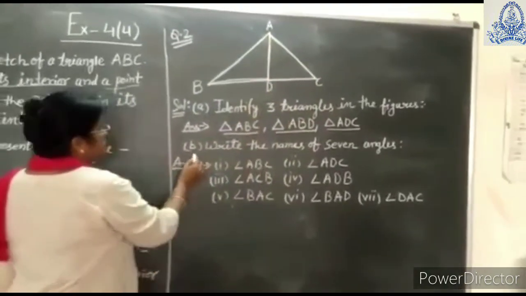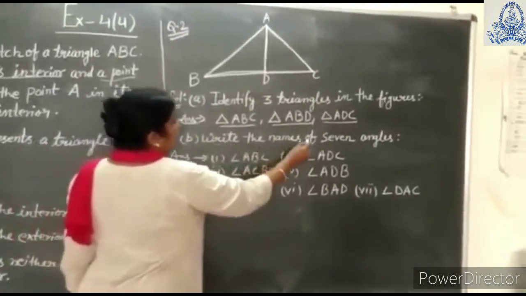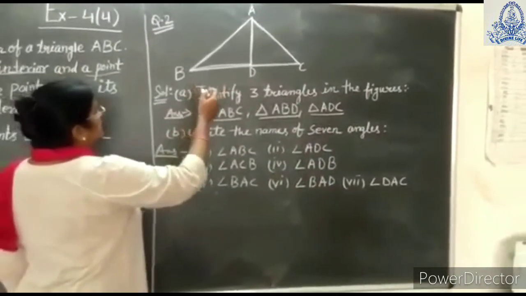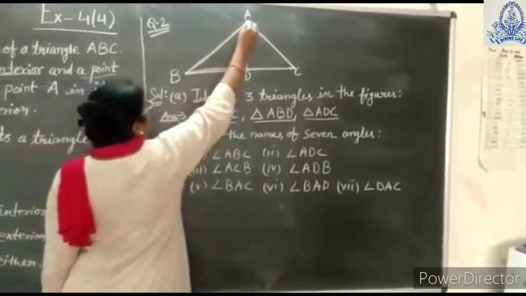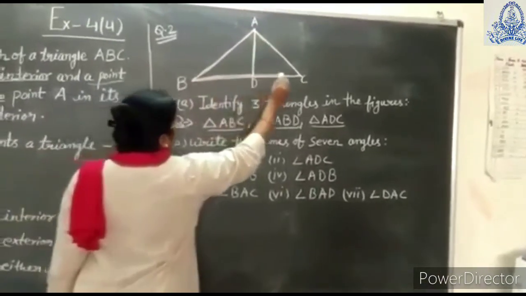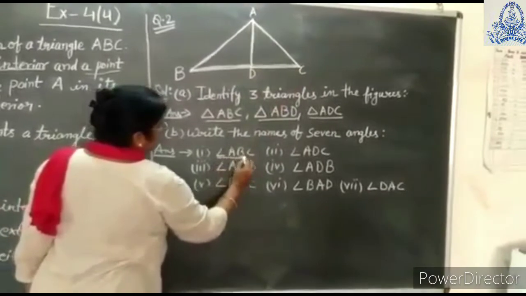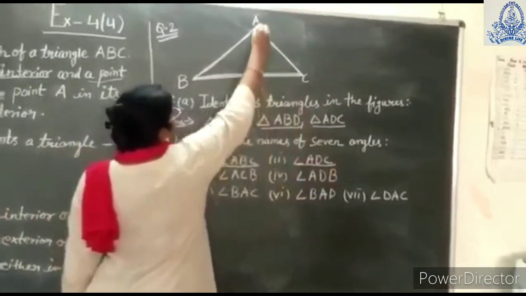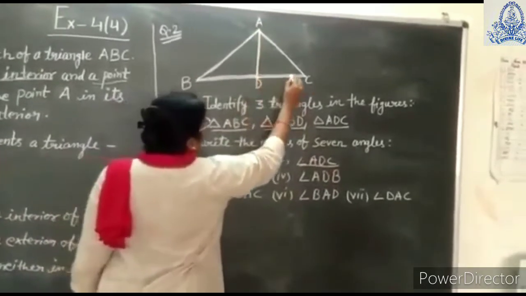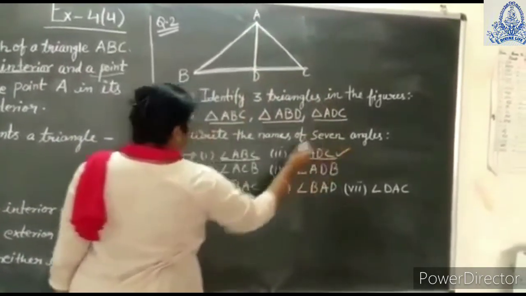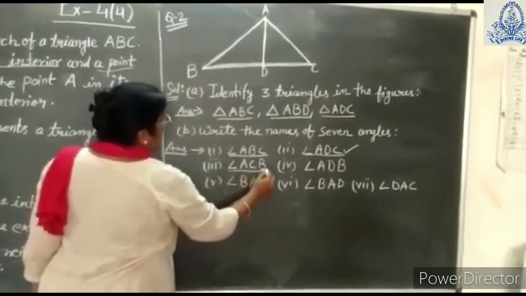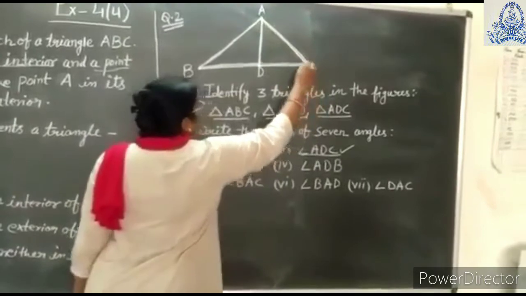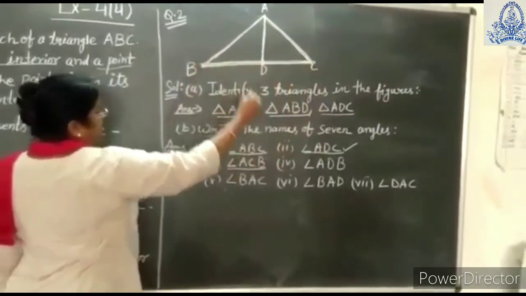Okay. Now question number B. Write the names of 7 angles. Now find out the 7 angles. First angle is A, B and C. This one is the A, B, C. Second one is ADC. A, D and C. Okay. Now third one is angle ACB. A, C and B. Okay.